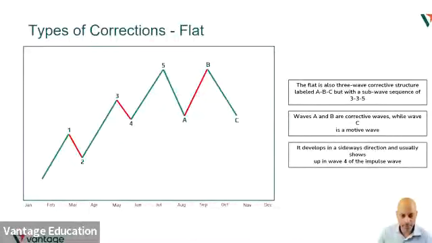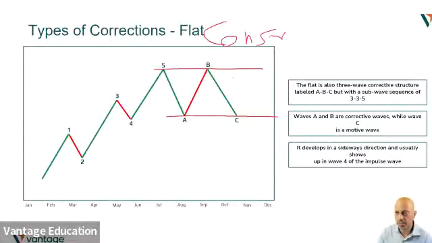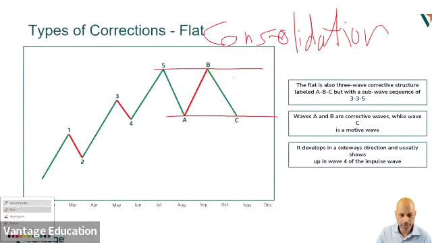Basically, it's range bound trading, right? Instead of seeing a very clear pullback in price action, you actually see price consolidate instead, right? So in this case, this is flat or consolidation. Right, so that's what it means. So you can have a type of correction that is also flat, right?